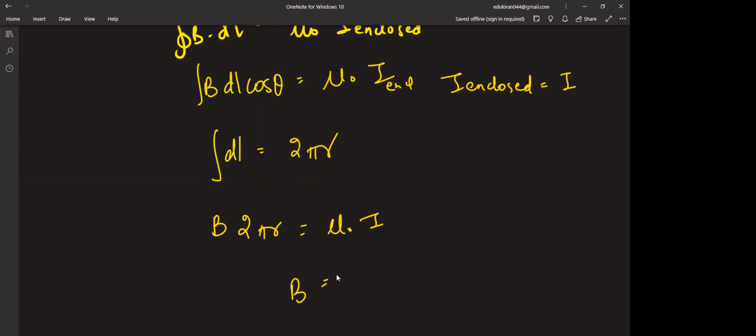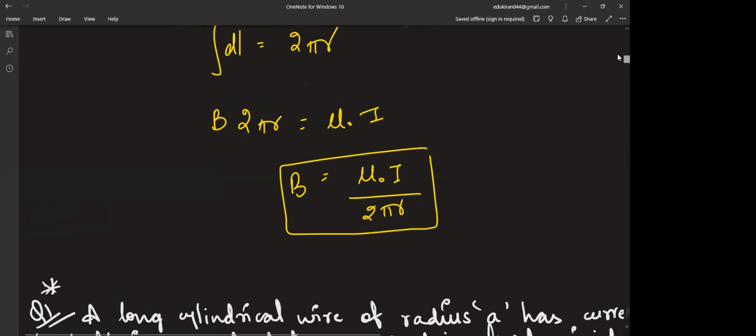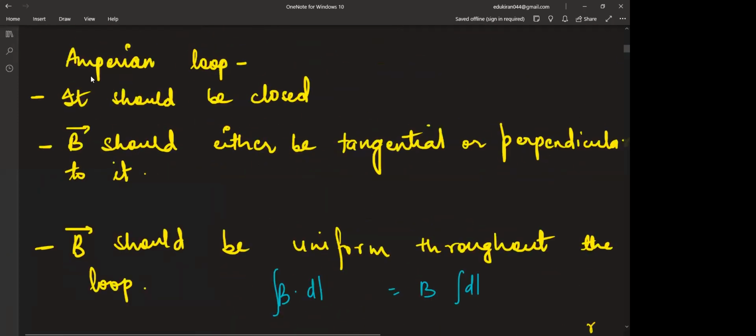What is the value of the magnetic field coming? Magnetic field is mu naught I by 2 pi r. Like this, we use the formula. Clear? Let us practice this question also, that will become clearer. Write down this Amperian loop. Then we'll see that question.